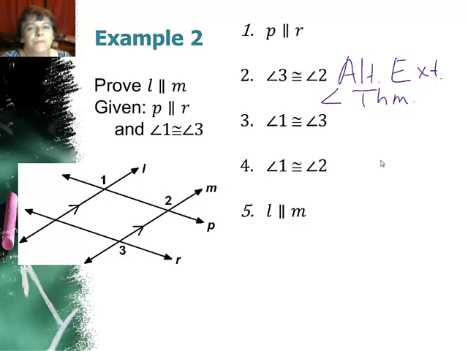In this proof, basically you have proved that L is parallel to M, given that P is parallel to R, and angle 1 and angle 3 are congruent.